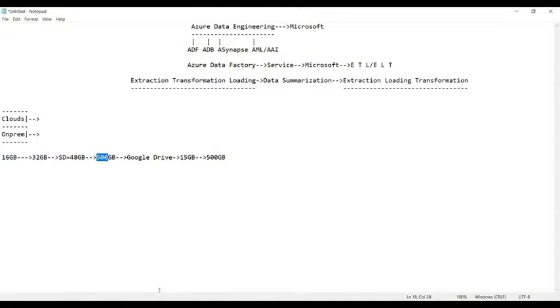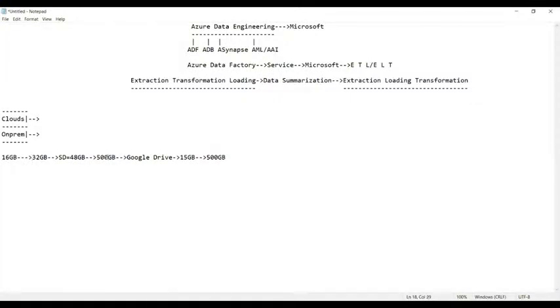Now, one fine day you lost it. Tell me now, can you recover it? Can you recover the 16 GB of memory? No, we cannot. Can you recover the 32 GB of memory? No. Can you recover the 500 GB of data? Yes.